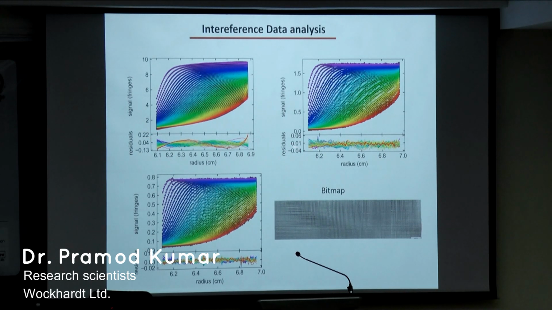And further optimizing this, you were still able to reduce these residuals from 0.01 to 0.02 to almost the baseline actually. And now here the bitmap, the diagonal stripes are completely gone and it's much more clear.